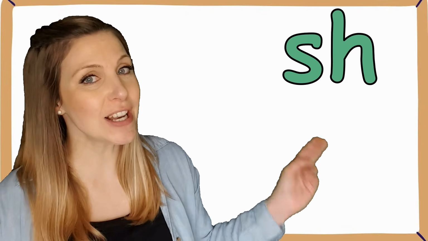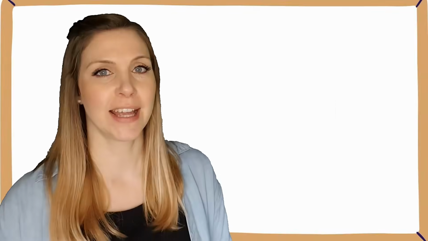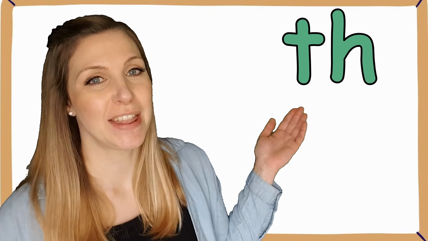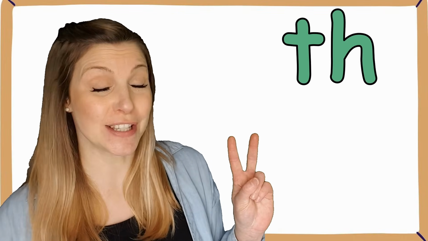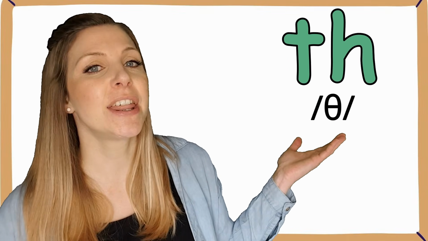The next digraph is S and H. And when those two letters come together, they make the sound sh. Sh for ship. The next digraph we'll be talking about is T and H. Now this digraph actually has two versions of its new sound. So the first one is a soft sound, and that sounds like this.